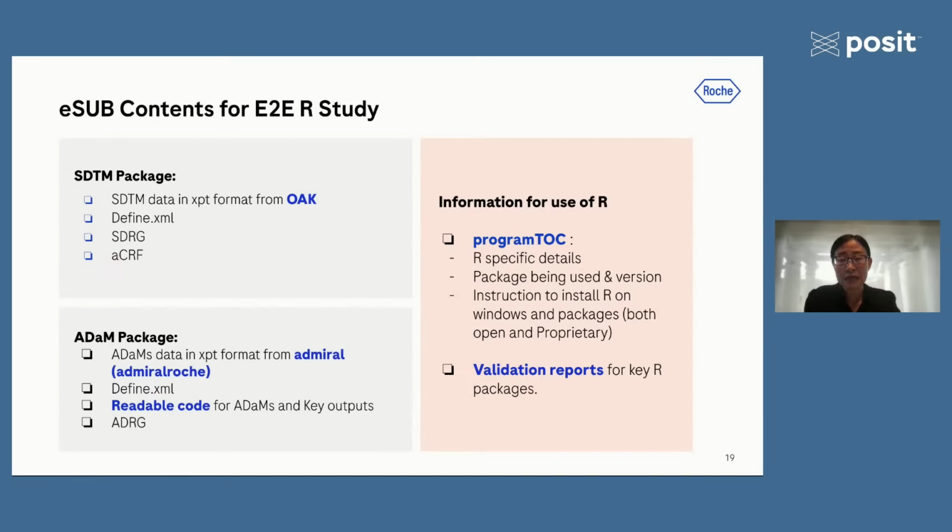Then the only difference for the actual efforts: one is to further specify the details of the R packages that we have used in our analysis. And we included this part of the content in a document, which we name as Program TOC, in addition to the reviewer's guide. The other one is to include the validation reports for the key packages that were used in our analysis as miscellaneous datasets to meet the requirements from FDA.